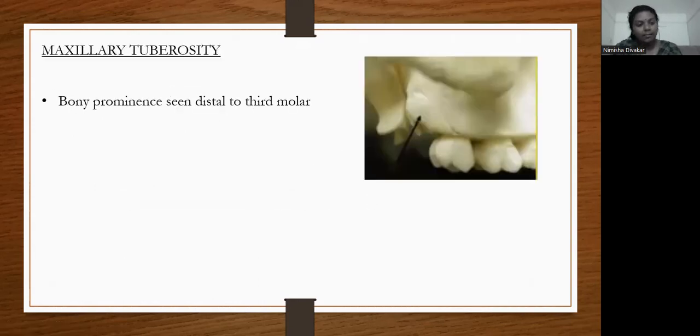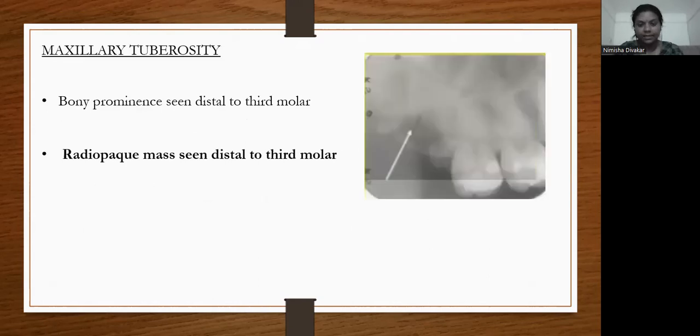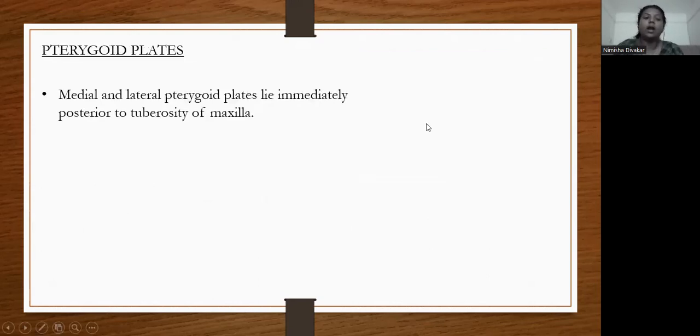Next one is maxillary tuberosity. Maxillary tuberosity is a bony prominence which is seen distal to the third molar. It is a radiopaque mass. Seen distal to third molar in the radiograph, it appears as a radiopaque mass which has a trabecular pattern.